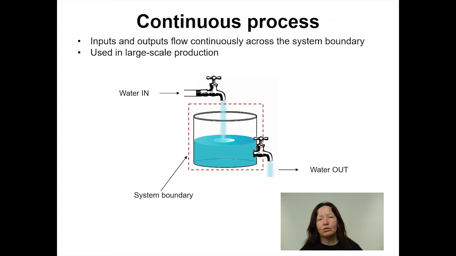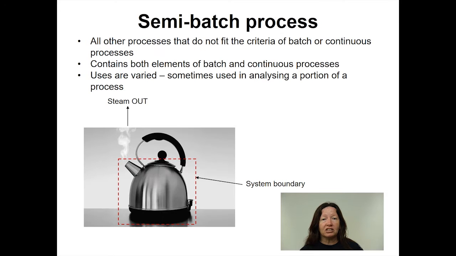Now we're going to have a look at a semi-batch system. The kettle has a system boundary around it, and the water that's boiling within the kettle is a batch system. However, while that batch system is boiling away, we're releasing steam through the spout, and that's crossing our system boundary, and that steam will continuously be released during the whole process. So this is a semi-batch or continuous system.